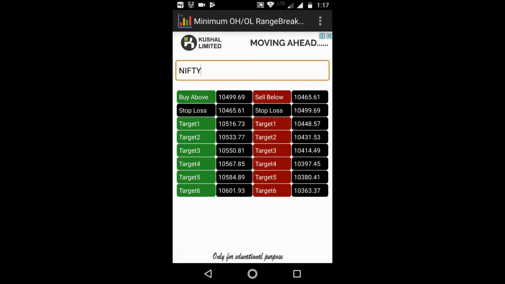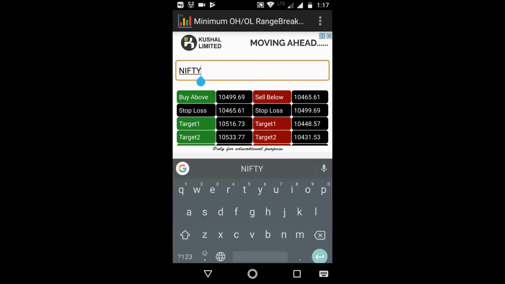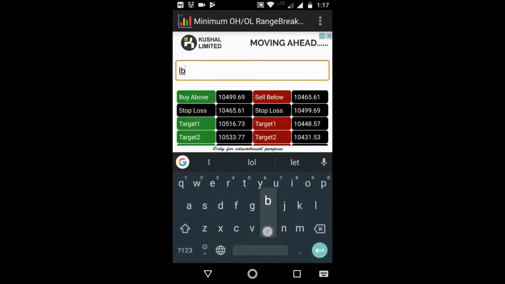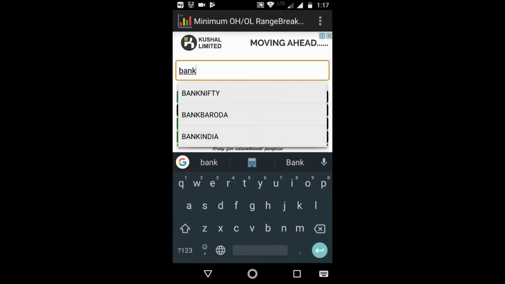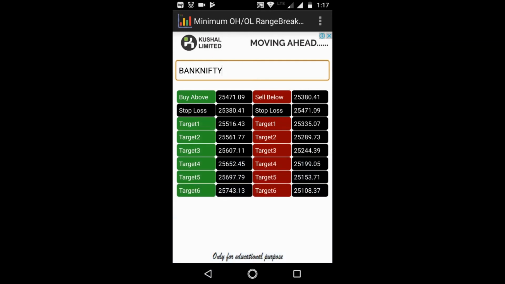Okay. So now, since you have seen that I have selected Nifty over here, let me delete this and select Bank Nifty. Yeah, so you can see Bank Nifty is there and it's generating a signal as buy above and sell above.